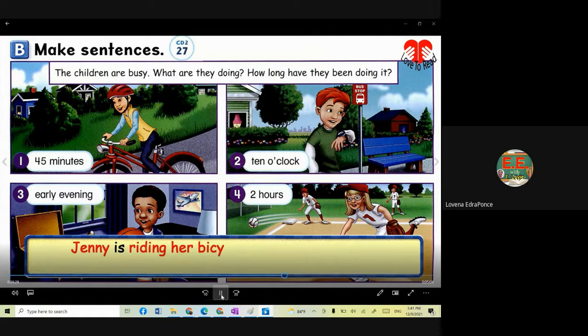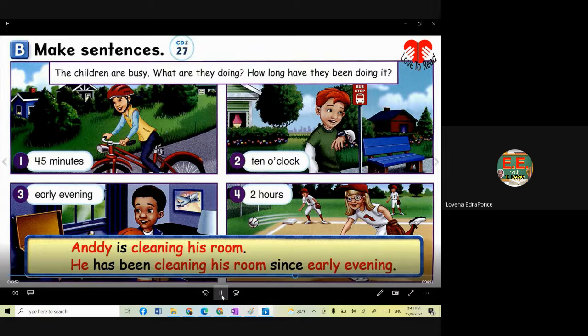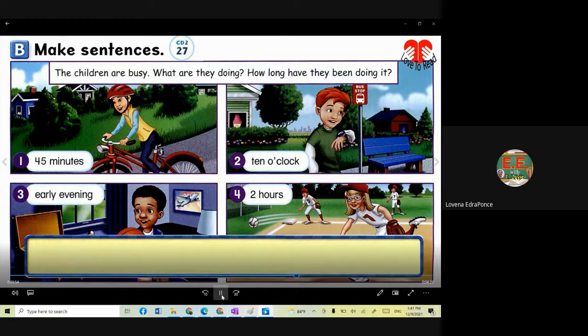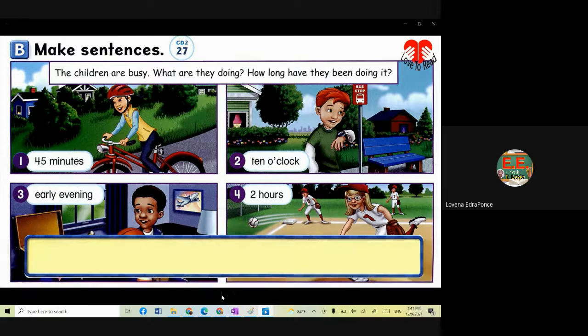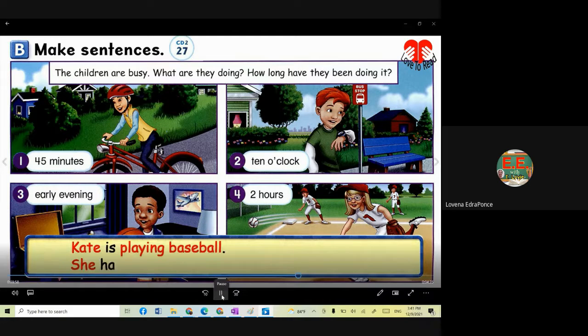Jenny is riding her bicycle. She has been riding her bicycle for 45 minutes. Number 2. Scott is waiting. He has been waiting since 10 o'clock. Number 3. Andy is cleaning his room. He has been cleaning his room since early evening. Number 4. Kate is playing baseball. She has been playing baseball for 2 hours.